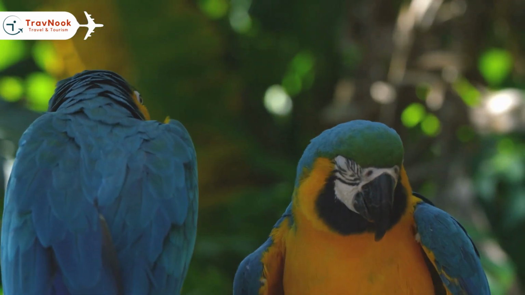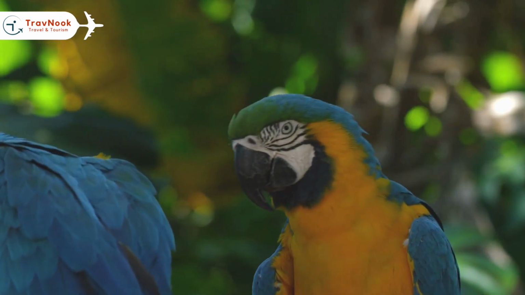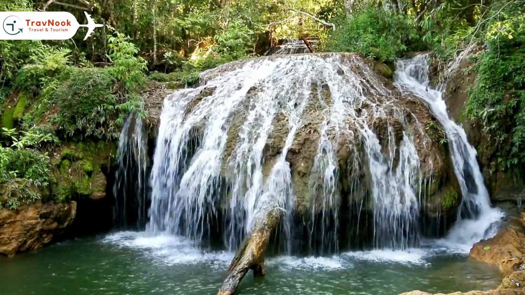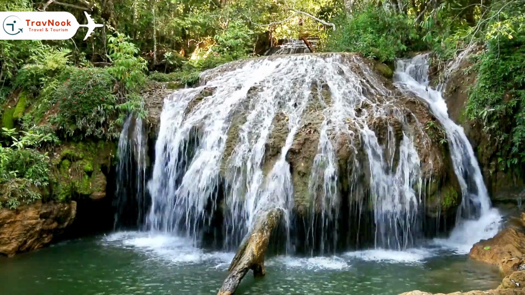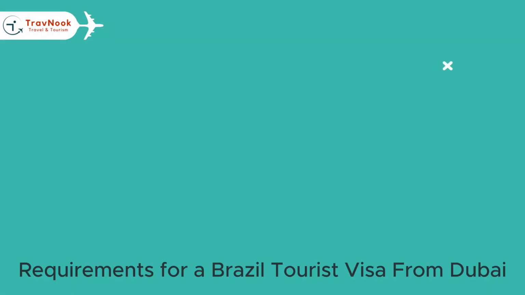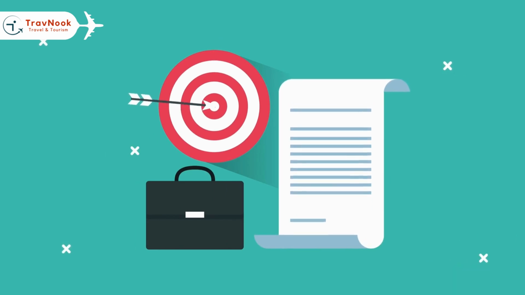A tourist visa, officially known as the Brazilian Visitor Visa (VIVIS), allows you to stay in Brazil for a short period for tourism, business meetings, or family visits. This visa is typically valid for up to 90 days within a 180-day period. Before you start your application, ensure you meet the following requirements.